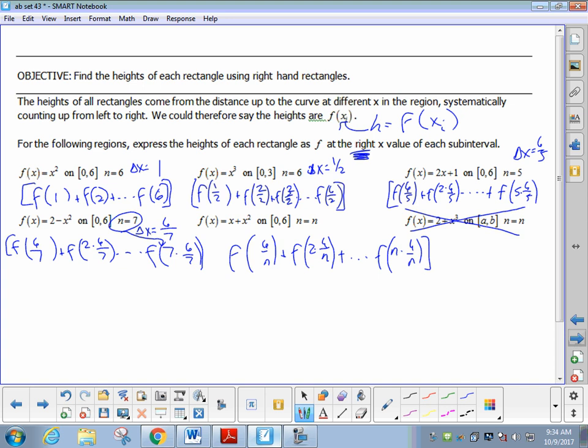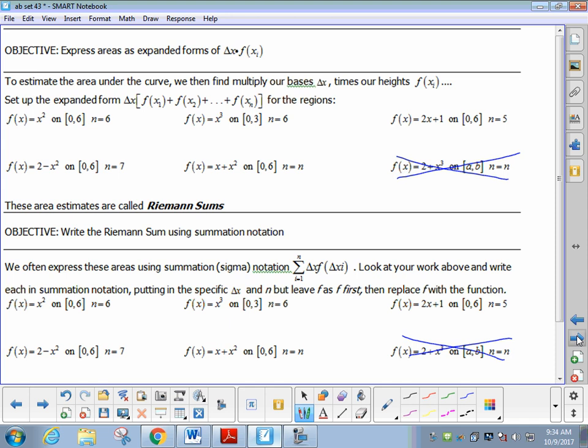Okay. Well, we have the base, we have the height. Well, then when we get the area, we'll put the two together. This is the easiest step. If I put the two together, then it would look something like this. I'm going to write, the area then would be the bases, which is delta x, because it's the same for all, I can factor it out front. And inside will be all my heights that I just wrote. So this one might be 6/n times f at 1/6, 2/6 through n × 6/n. And that would give me my area estimate of 6 rectangles.